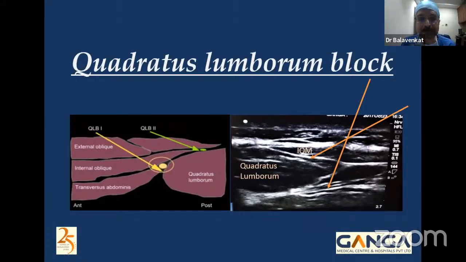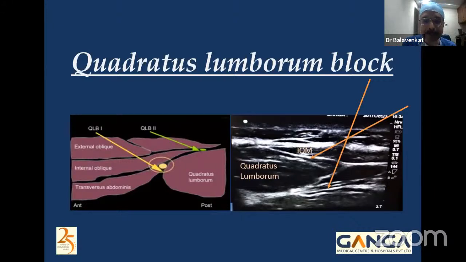And based upon where you deposit the drug, multiple terminologies are given. But for the ease of understanding, you can actually place the drug here. That is where the transversus abdominis ends and the QL starts. So this is one place where you can give. And you can choose this when you're doing a surgery, for example, iliac crest harvesting, when they take a bone graft. This is a simple block and can be done in supine position. You can use this and it's very, very effective.